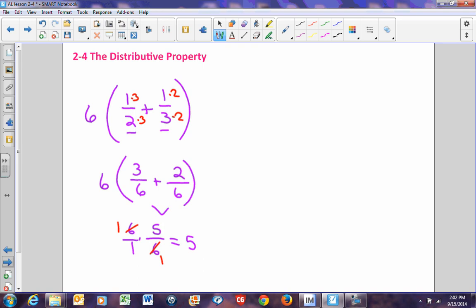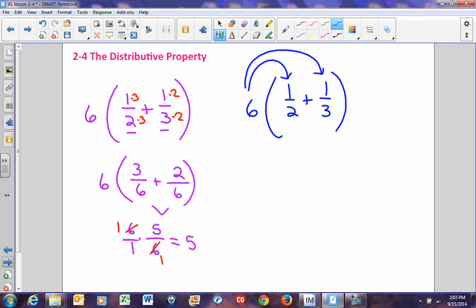But let's say we look at it slightly differently. Let's say I look at the same problem. I'm going to take 6 times 1/2 plus 1/3. Maybe I want to distribute. Okay, maybe I want to take this 6 and multiply it by the 1/2, and then take this 6 and multiply it by the 1/3. 1/2 of 6 is 3. 1/3 of 6 is 2. And 3 plus 2 is 5.